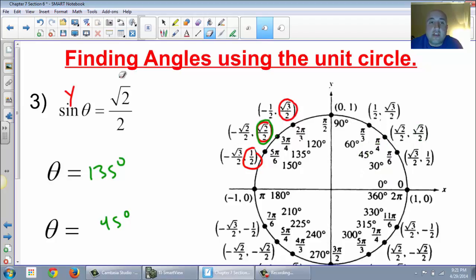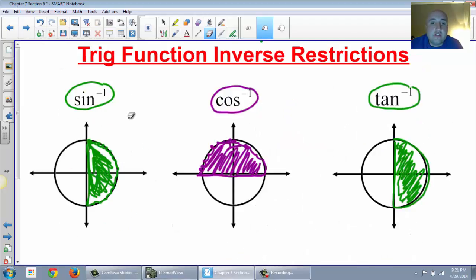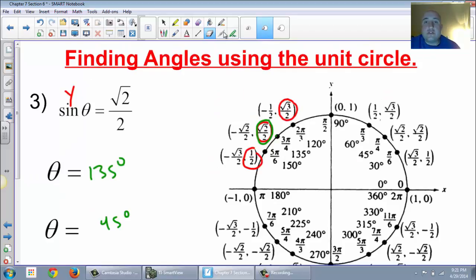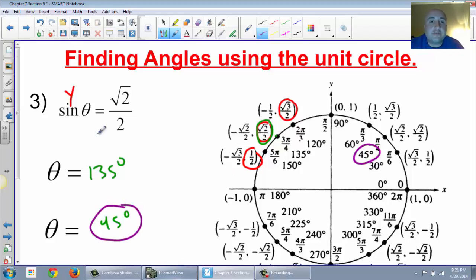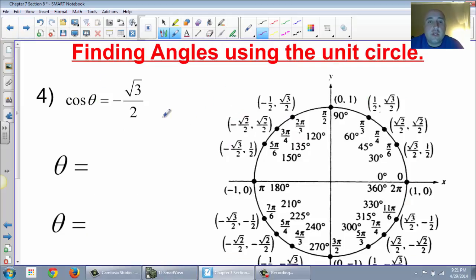Well, whatever one is on the right hand side of the unit circle. Okay, so which one was? For this one it was the 45, and that is why your calculator shoots out an answer of 45 degrees. Okay, let's look at another one.